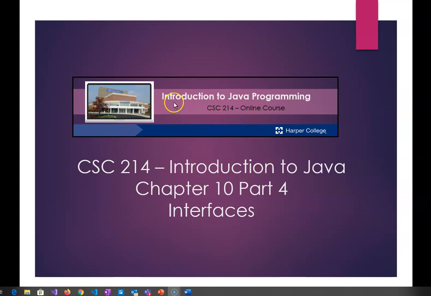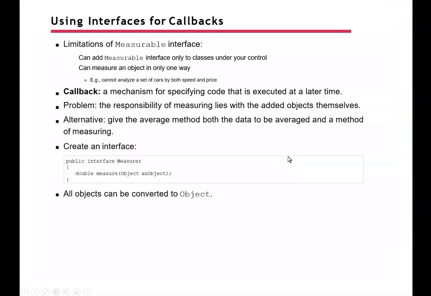Let's move on to part 4. You can use interfaces for callbacks. Some limitations of the Measurable interface are that you can add Measurable interfaces only to classes under your control, and you can measure an object in only one way.